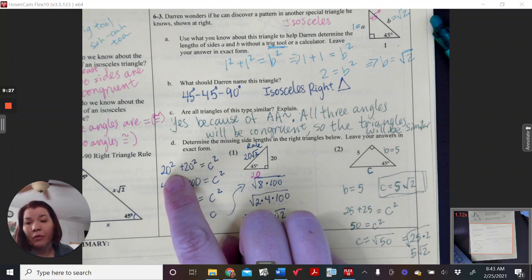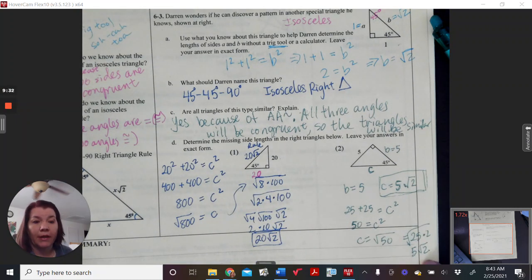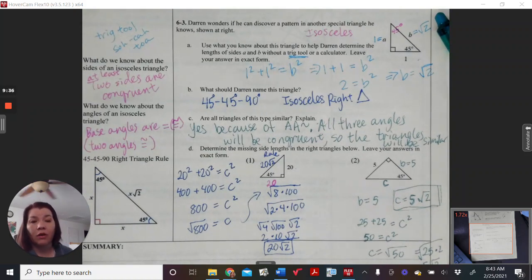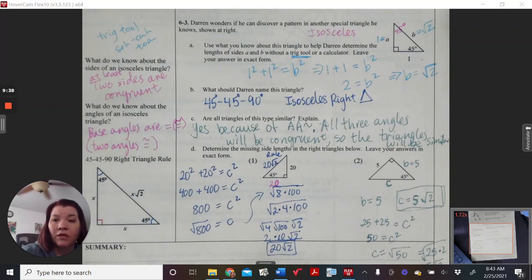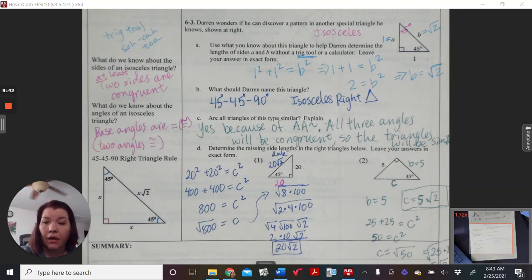Whichever way works for you, this is the easier of the two patterns, which is why it's the one I saved for the virtual environment. I hope that this made sense to you, and we'll talk about it some more in class. I'll see you guys soon.